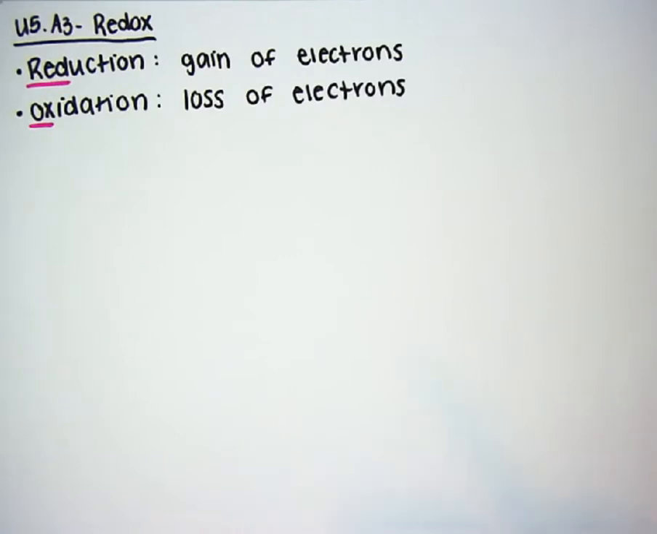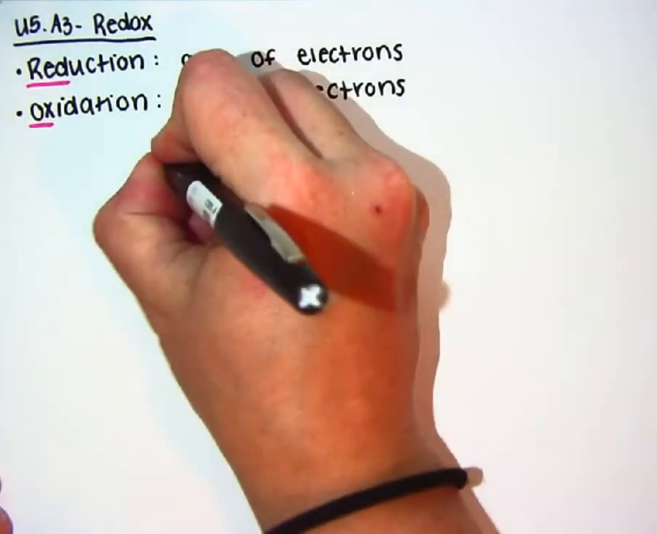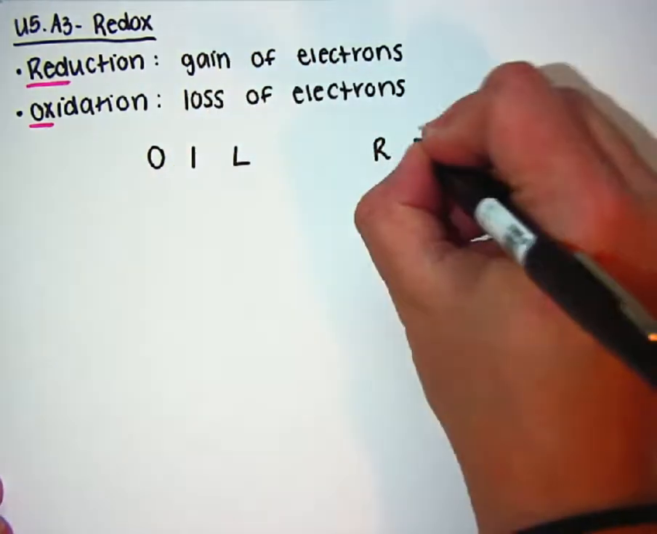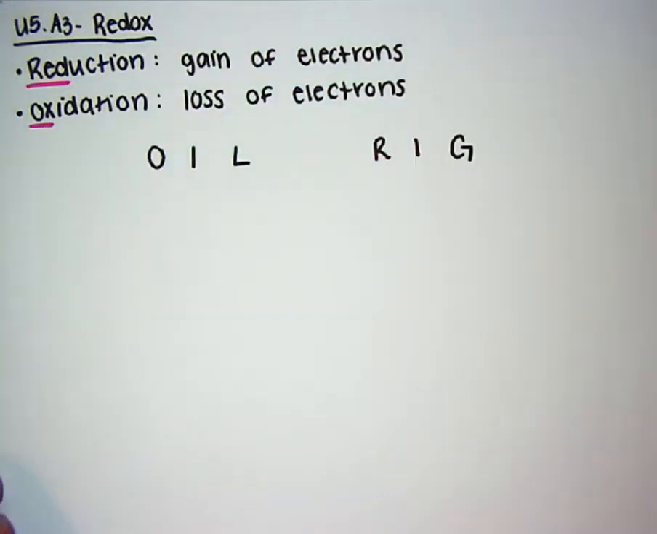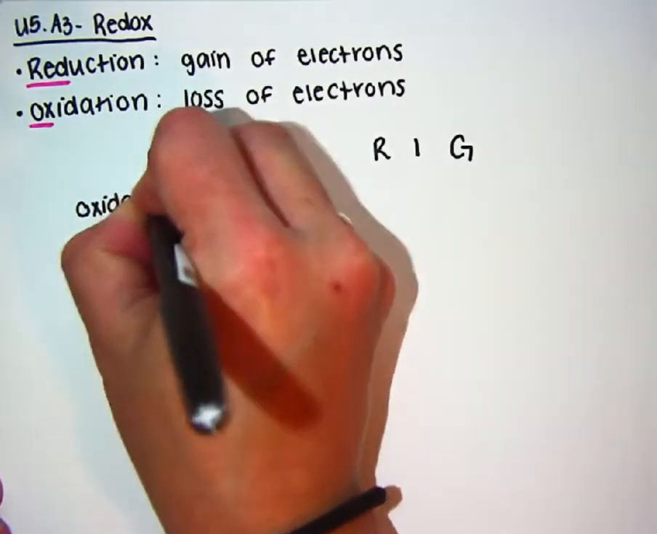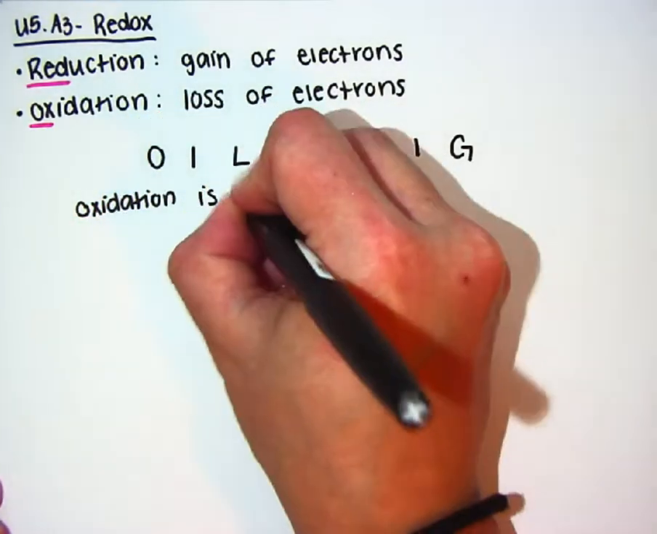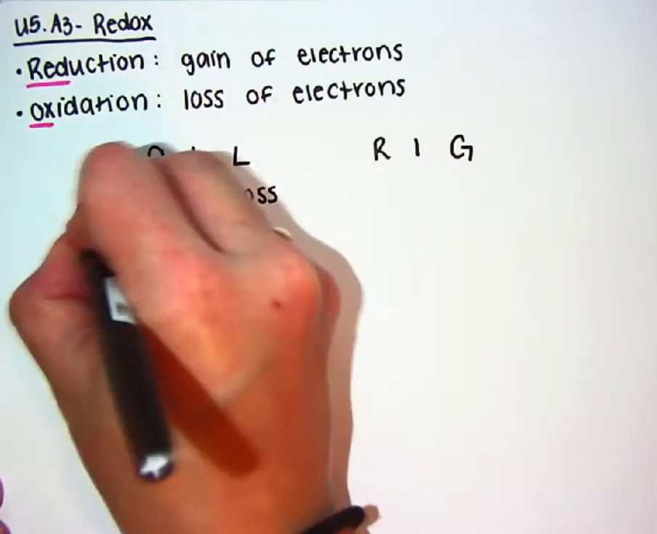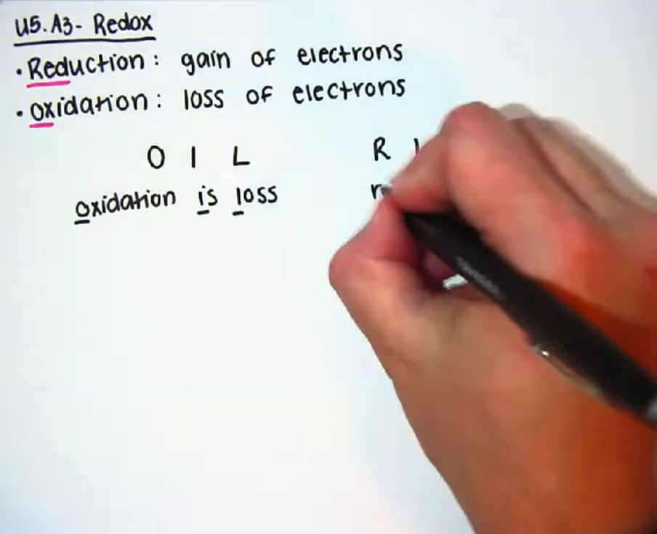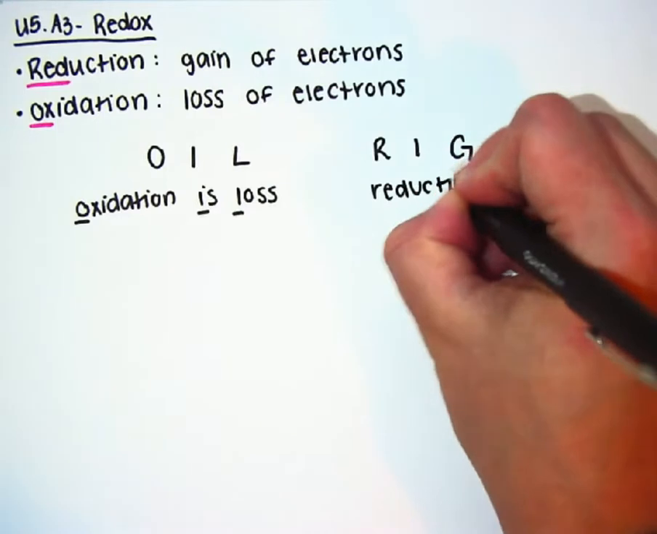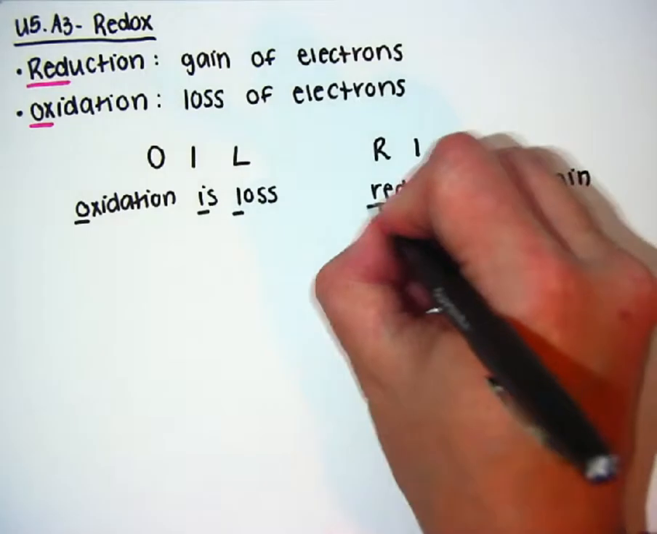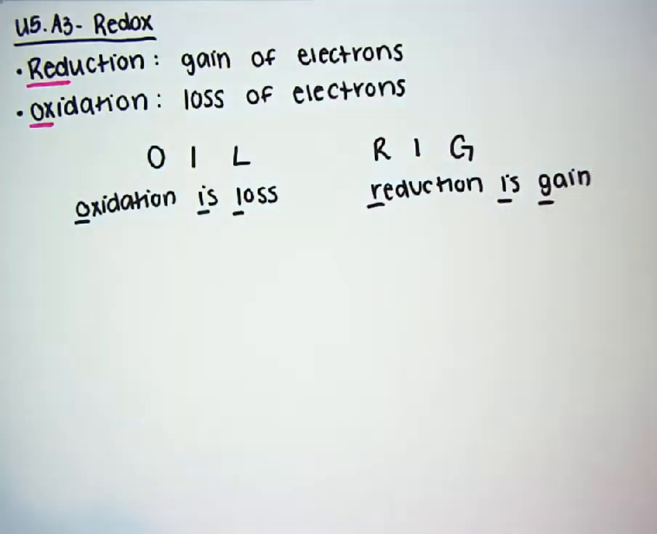There are two easy ways to remember which one is which. First, oil rig. Oil stands for oxidation is loss. Oxidation is the loss of electrons. Reduction is gain. If you're gaining electrons, it is reduction.